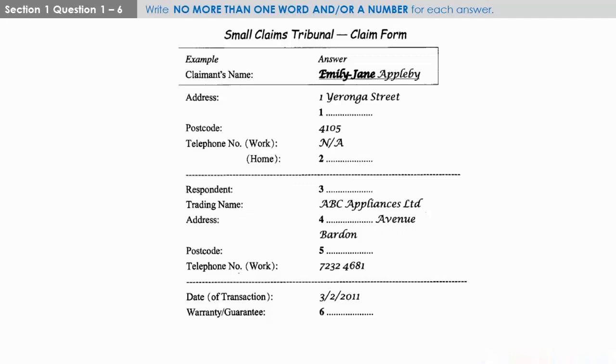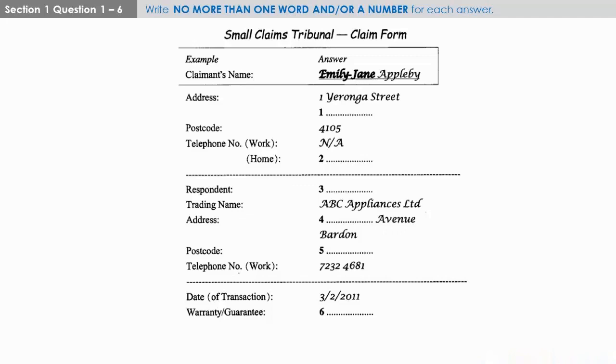Good afternoon. How can I help you? Good afternoon. I'd like to lodge a claim. Certainly. Name? Emily Jane Appleby. Appleby. That's an unusual name. Sorry, what did you say your first name was again? Emily Jane. Now, Miss Appleton, could you please fill in this claim form? I've never done that before. Can you help me? Yes, of course.